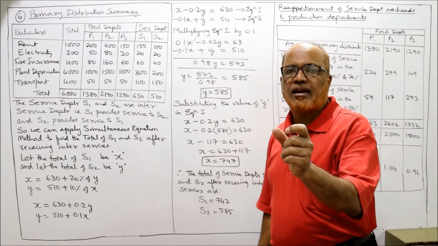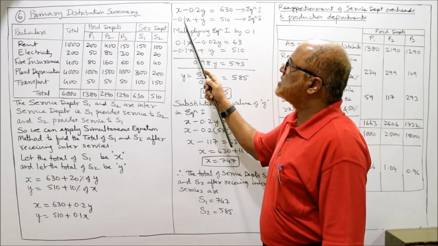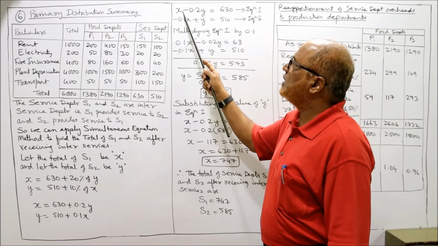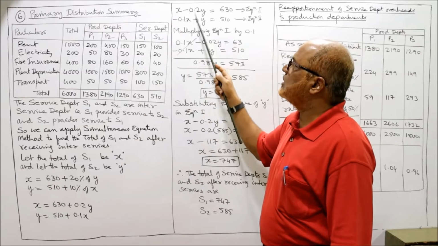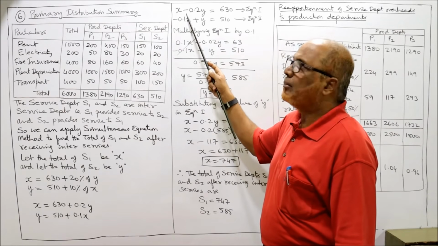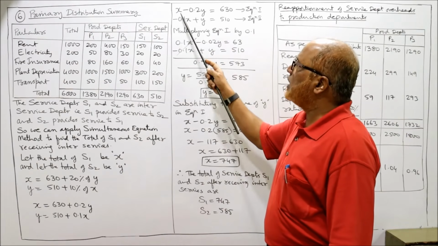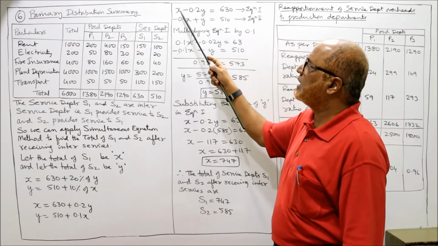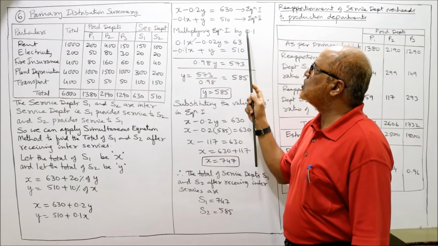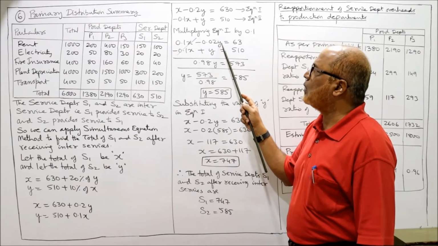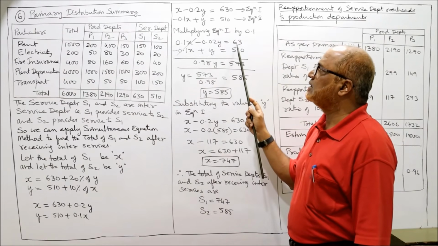To cancel x, the coefficient should be the same. Here the coefficient of x is 0.1, but here the coefficient of x is 1. So I will multiply the first equation with 0.1. If we multiply the first equation with 0.1, we get 0.1x, 0.2 into 0.1 is 0.02y, and 0.1 into 630 is 63.